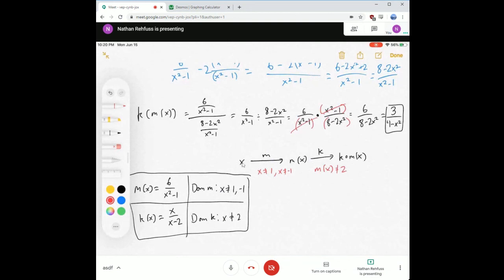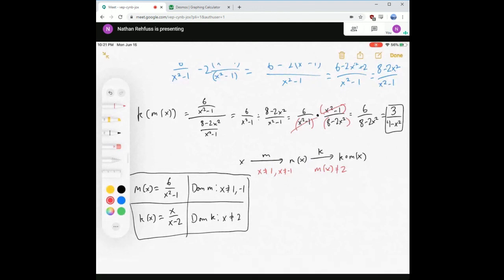So the first part, the original input can't be 1 or negative 1. And the intermediate step, we can't have a 2 in the middle because that'll break k. So when am I going to get a 2 in the middle? Let's find out. M of x can't be 2. What's the formula for m? It's 6 over x squared minus 1. And that can't be 2.